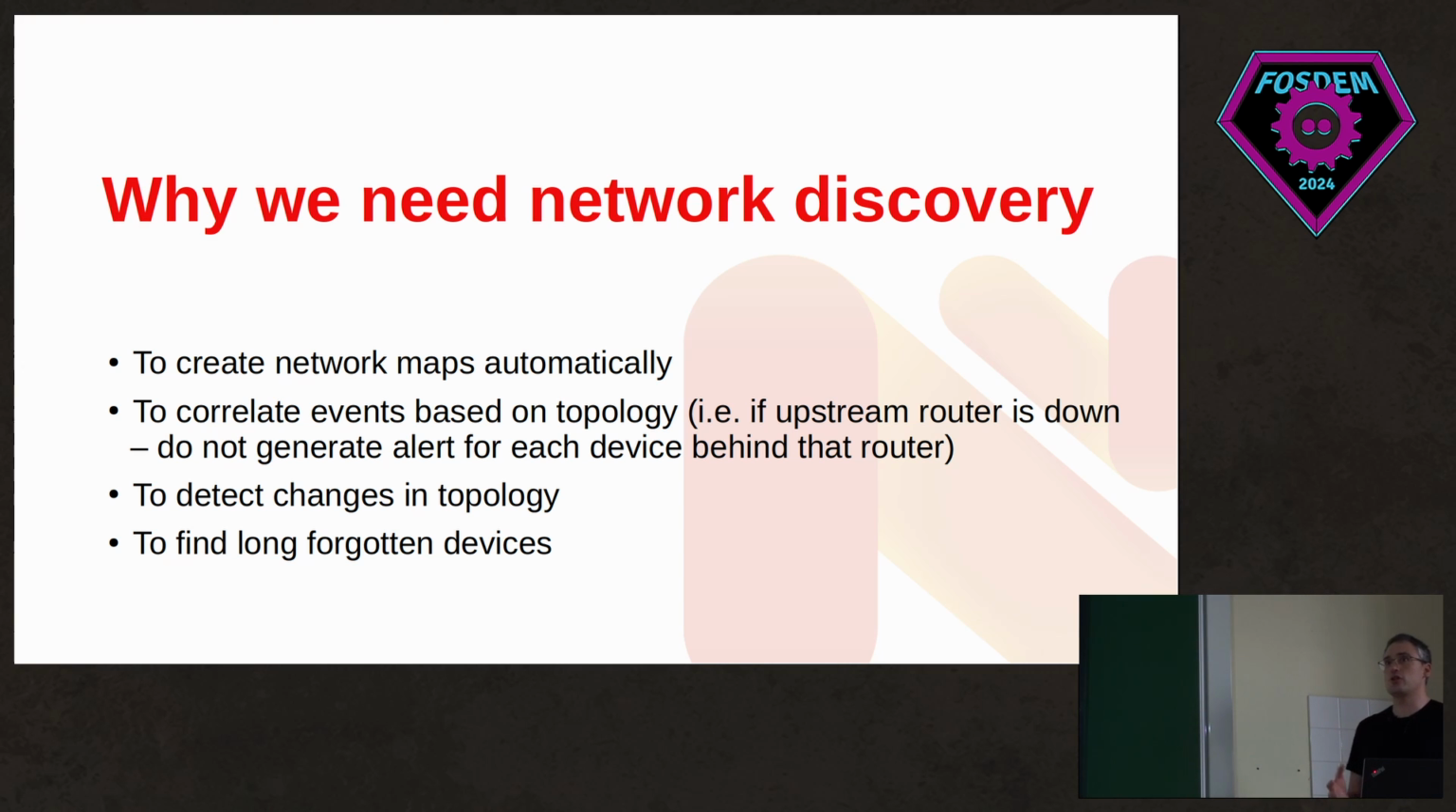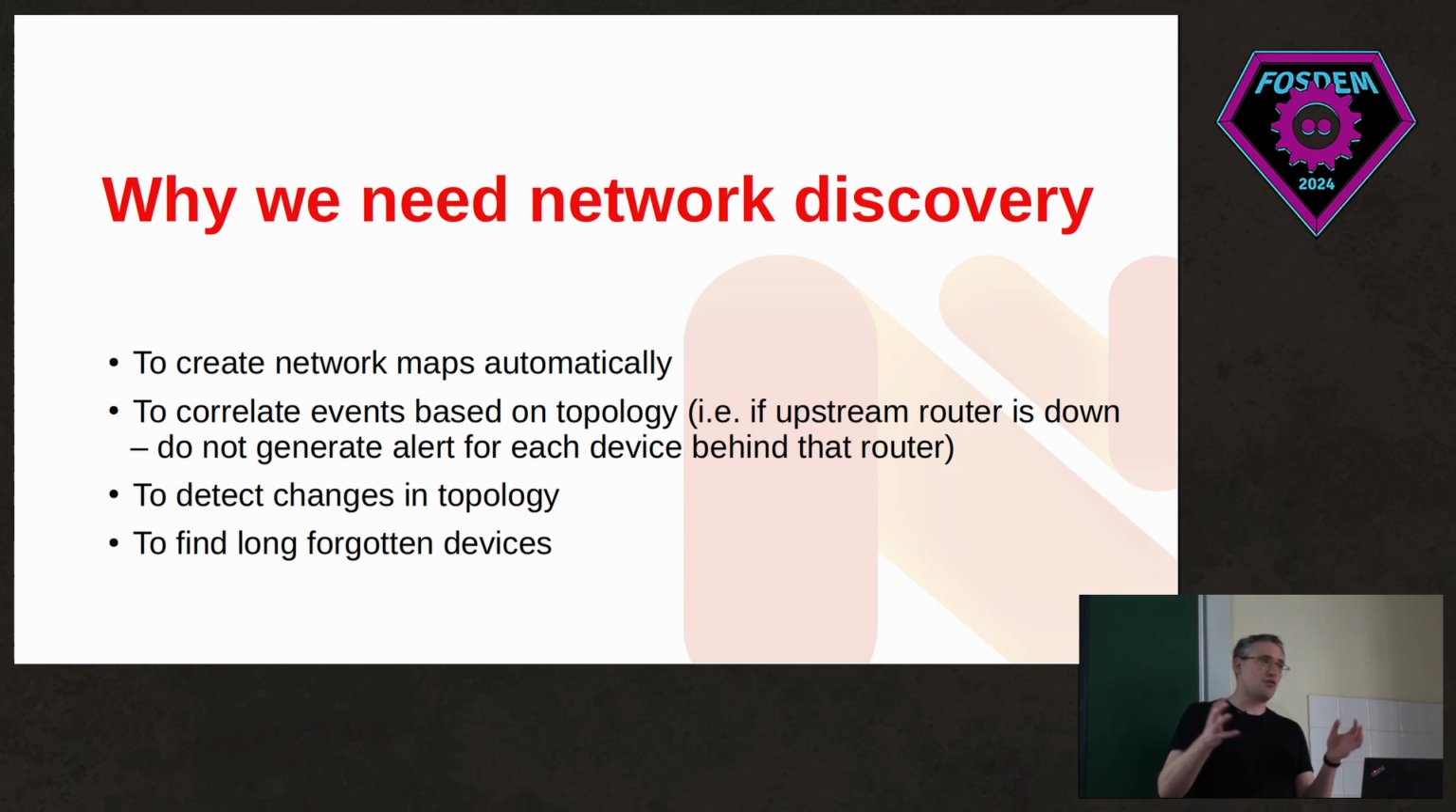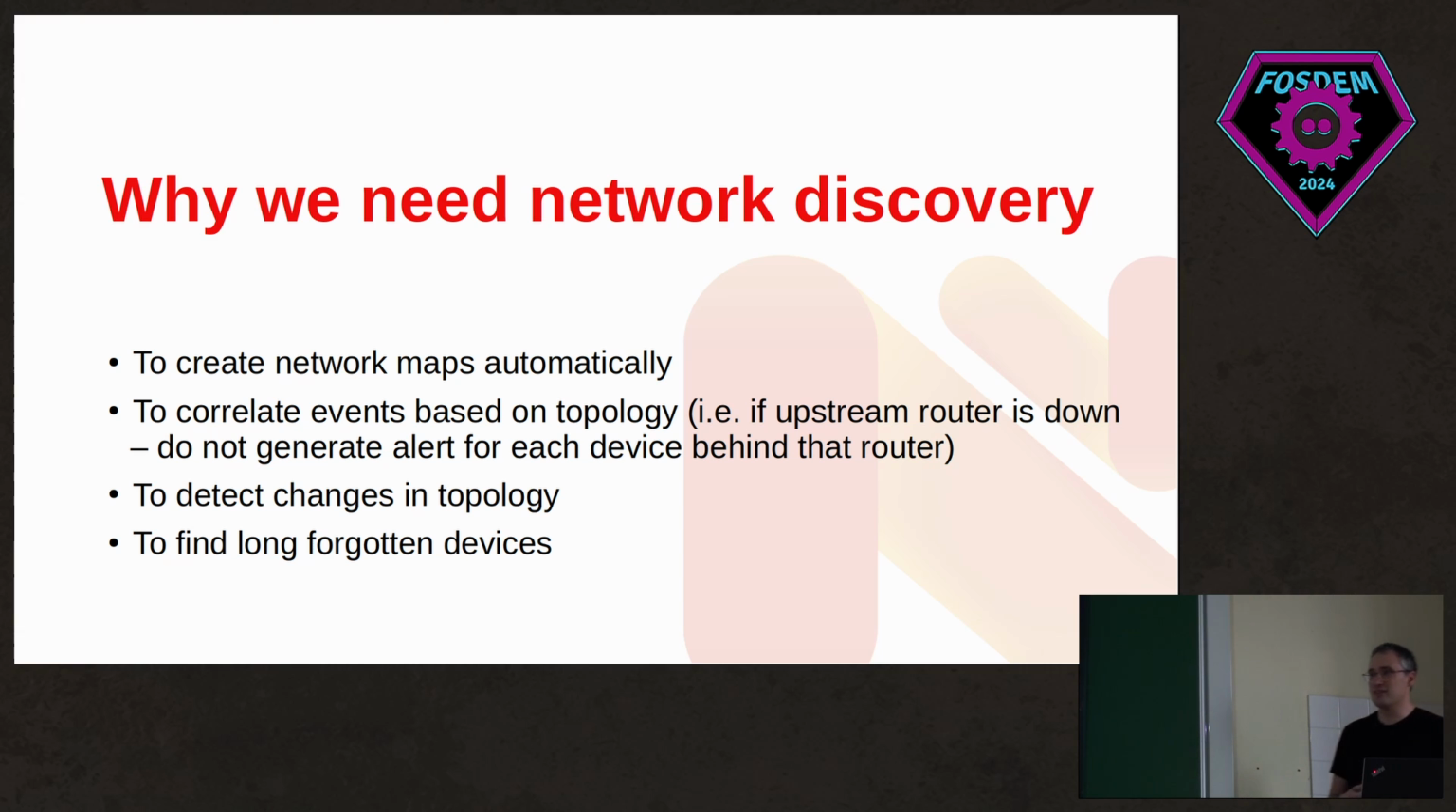We want to detect changes in topology because somebody may just plug something into your network, and otherwise you will never know. And to find something long forgotten in your network. Those are real life stories: people run network discovery in a big industrial network, and they found some devices long forgotten, but they're still there, they're operating, and they're important. So strange things happen when a network is old and evolving.